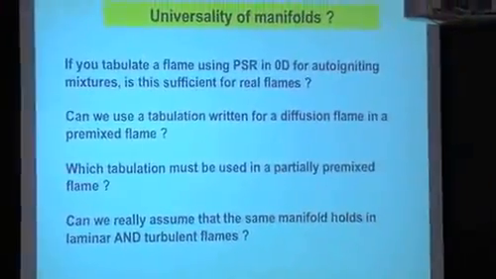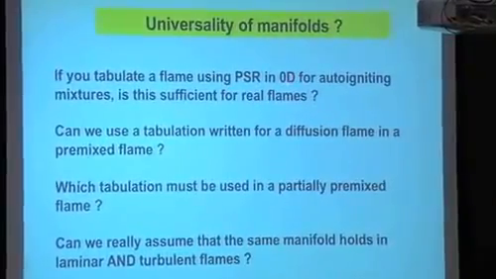Now, this question of universality of manifolds raises a lot of points. The first question is basically, how do you create the manifold, the table? For example, you can create it by using a flame in a perfectly stirred reactor in 0D. So you take cold flow, variable temperatures, you let it burn, and you measure at each instant the reaction rate versus the mixture fraction, or versus the progress variable. And this gives you one table.